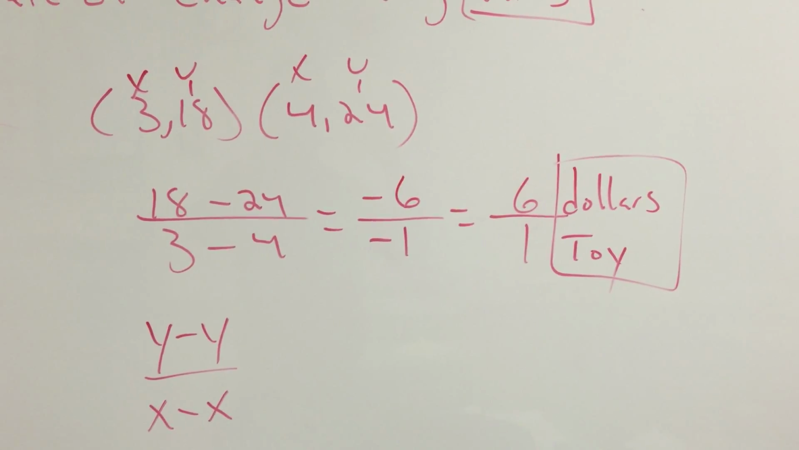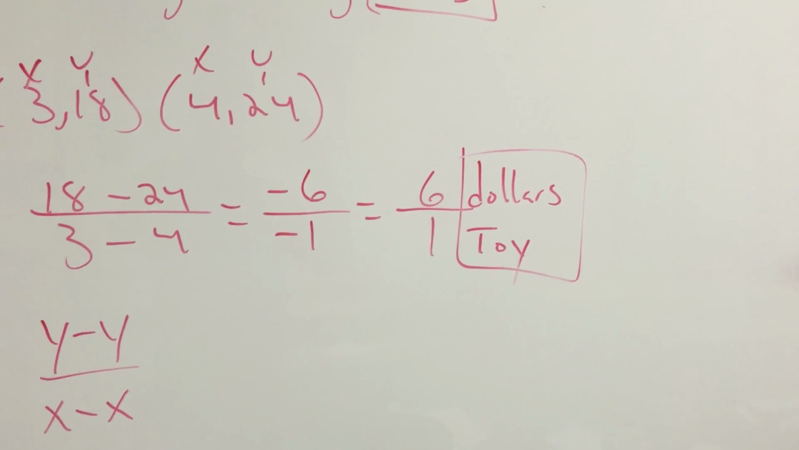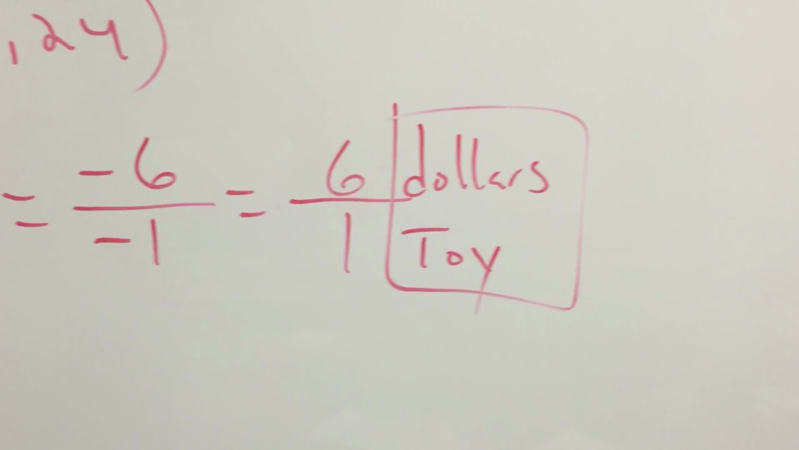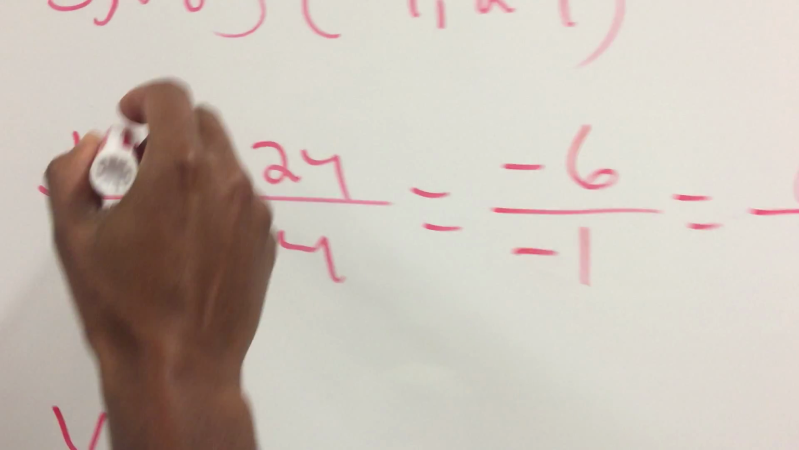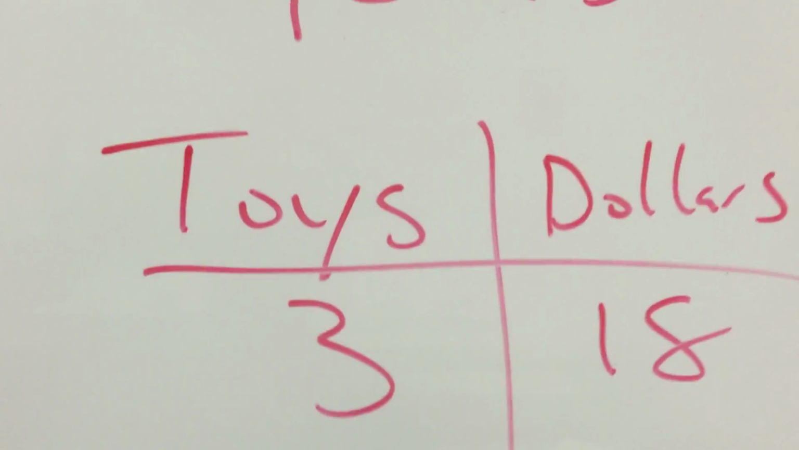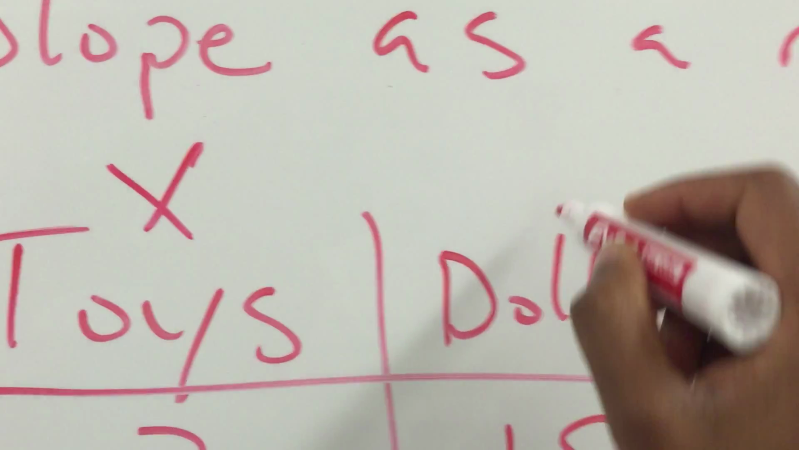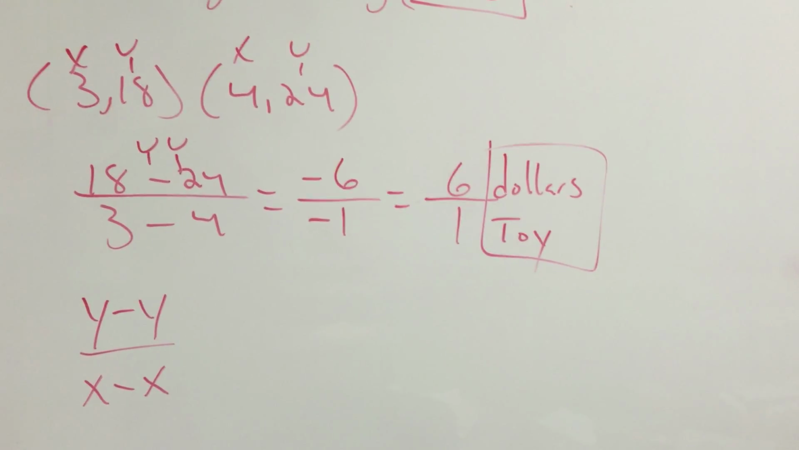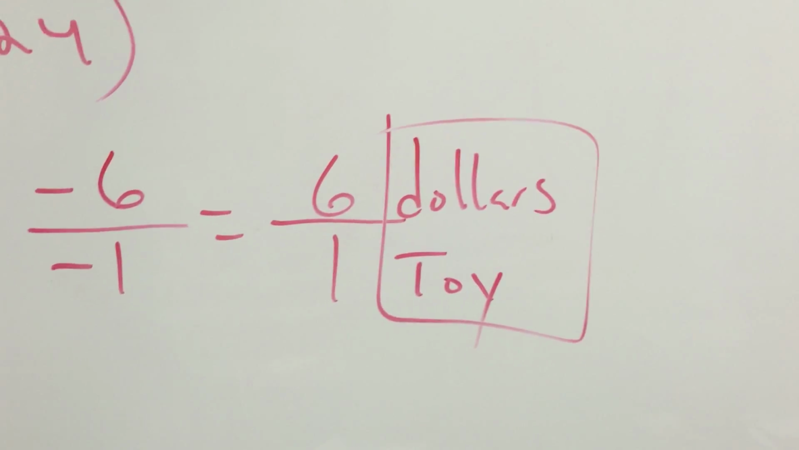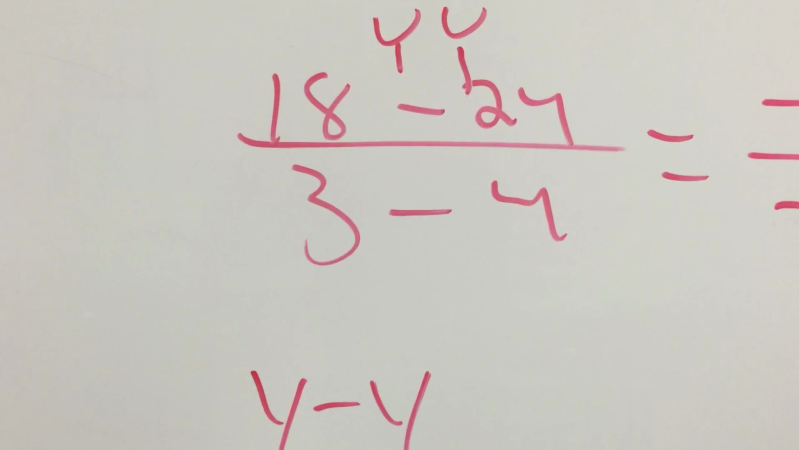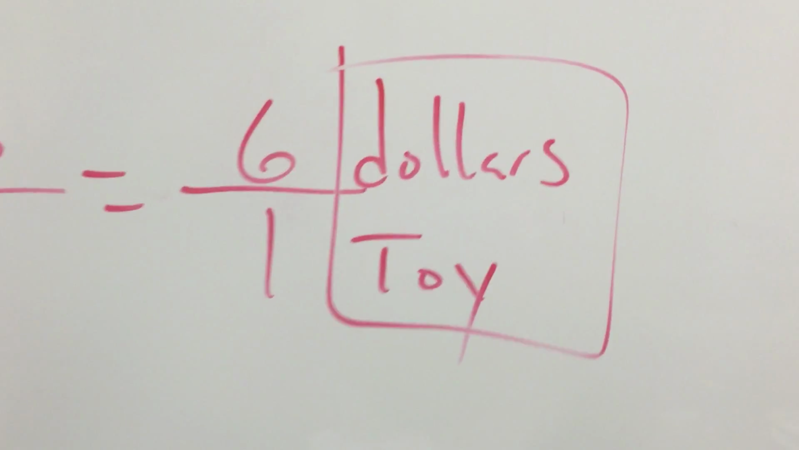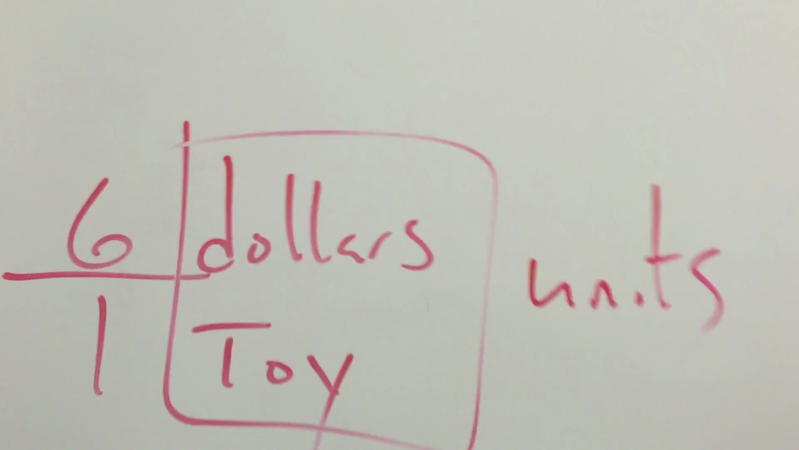I ended up with 6/1. But if they say use units, that means $6. Because remember, these were my y values. And remember, toys was x, dollars was y. Y values are on top, so it's $6 on top. X values are on bottom, 3 and 4, which represented my toys. Toys on the bottom. Dollars per toys. These are my units. So don't forget about that, okay?